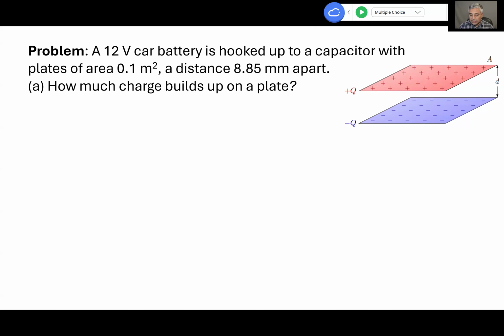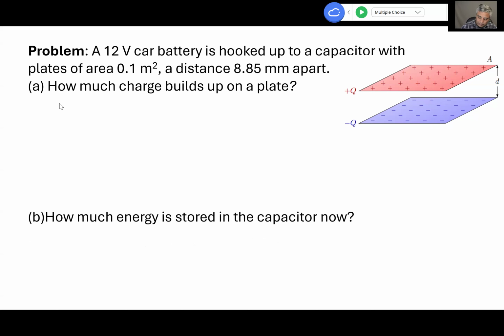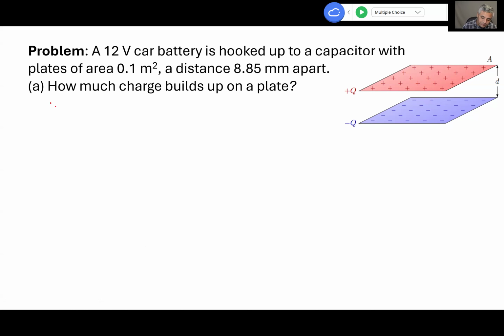Okay, so here is another drawing of this capacitor. So a 12-volt car battery is hooked up to a capacitor with a plate of area that much, a distance. So now it has all the details, okay? How much charge builds up on a plate, okay? So here what we have is delta V. Delta V is 12 volt, the potential difference between two plates.